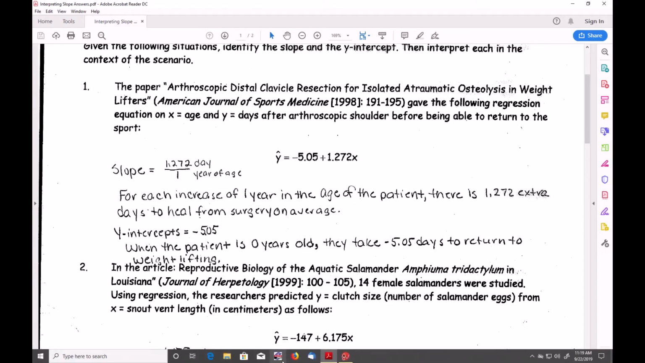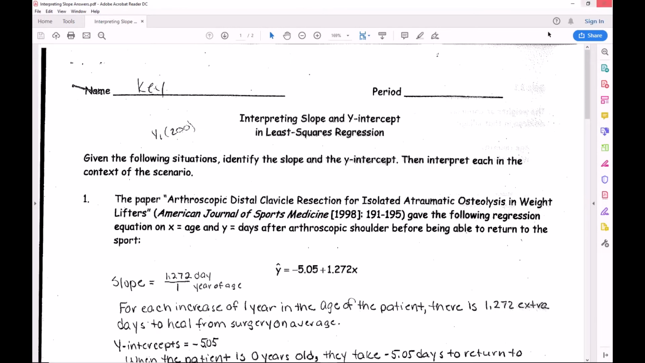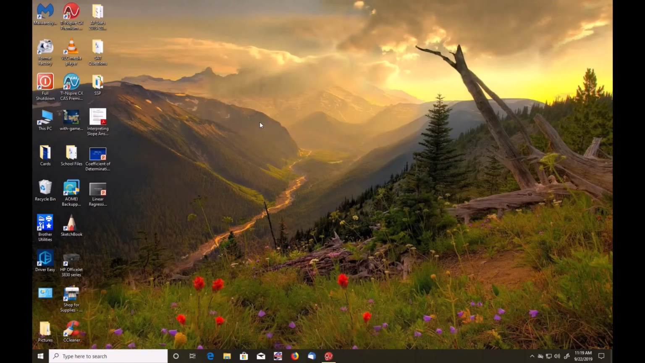When you look at this one, see the negative slope? That's going to be for each increase of 1 minute a patient waits to receive defibrillation, there is a 9.3% decrease, right? The negative slope, that's a decrease per increase in unit x, in survival rate on average. So be prepared for that. And you can do this. The key's posted so you can get some guidance for it. Okay, so there is that.